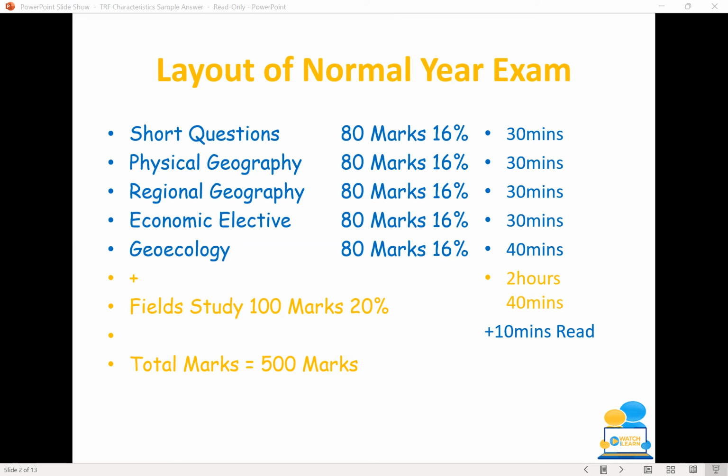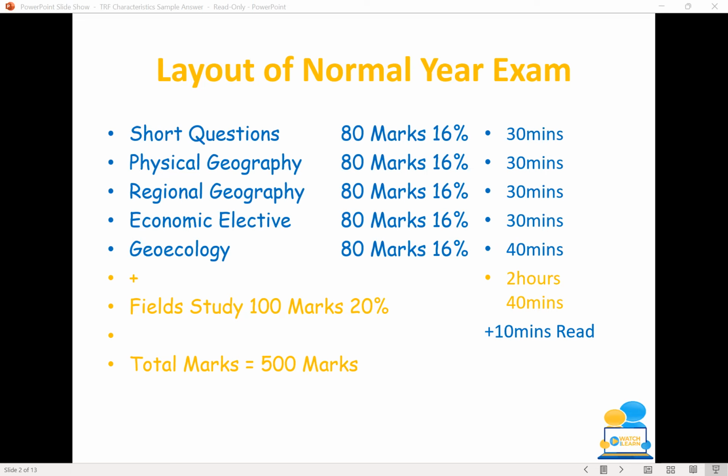As we can see again, our short questions, our physical geography, our regional geography, and then our elective, depending whether you're doing economic or human, are all worth the same amount of marks and the same percentage within the Leaving Cert Geography paper. You'll also be spending half an hour on each of those sections. In each of those sections, you'll be picking one question from a possible choice of three. Within each of those questions, there'll be an A, B, and C part.